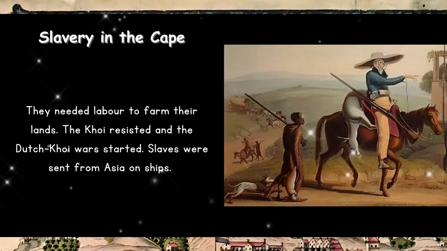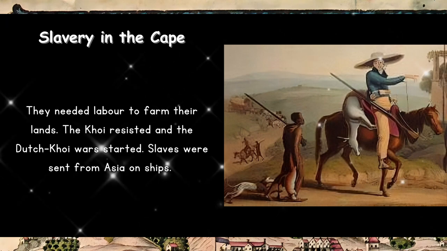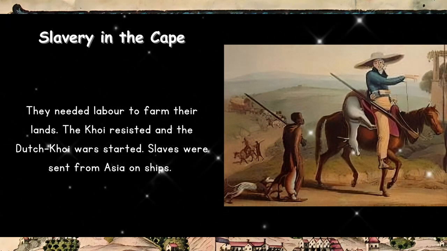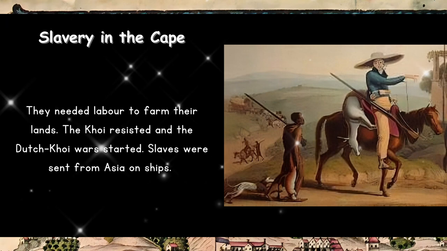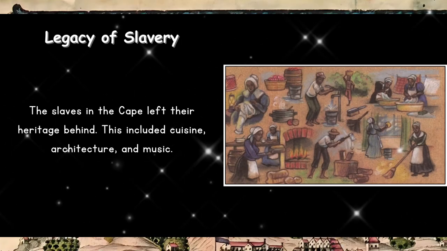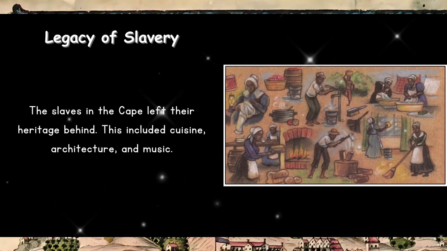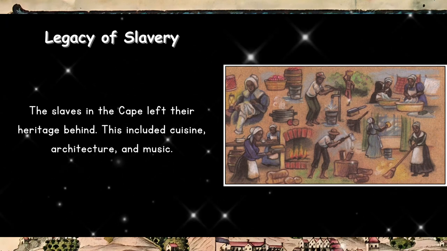They needed labor to farm their lands. The Kwai resisted, and the Dutch-Kwai Wars started. Slaves were sent from Asia on ships. The slaves in the Cape left their heritage behind. This included cuisine, architecture, and music.